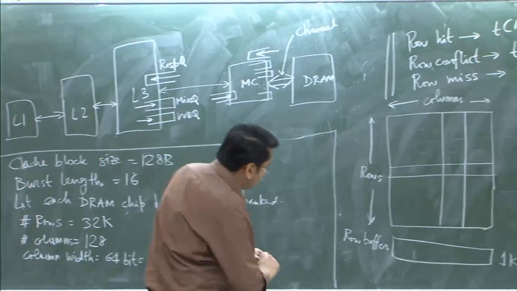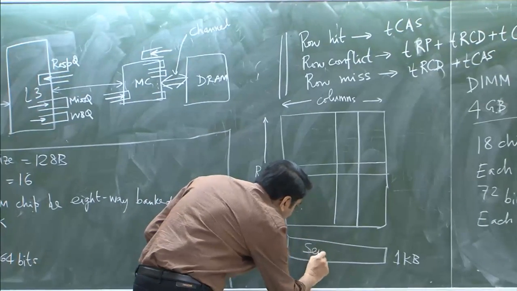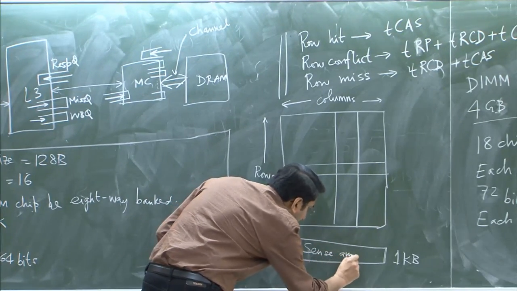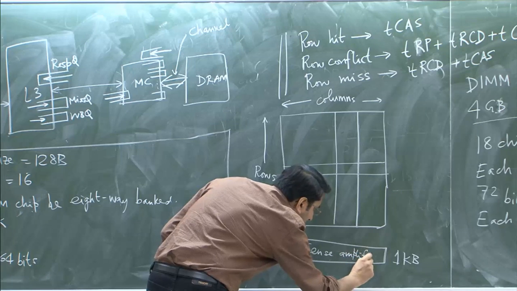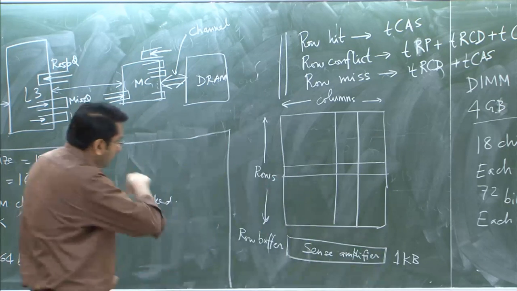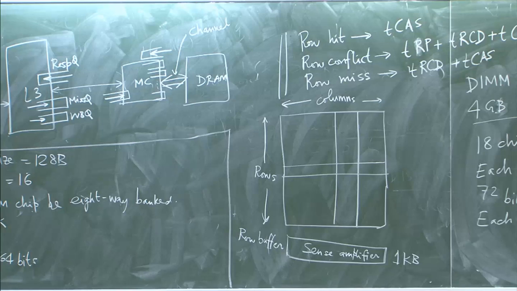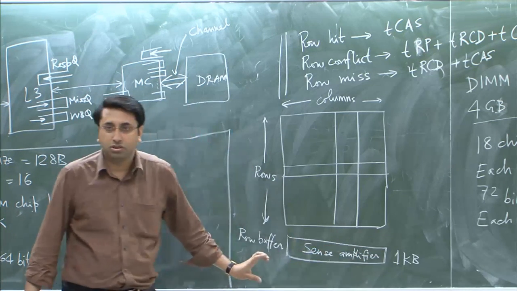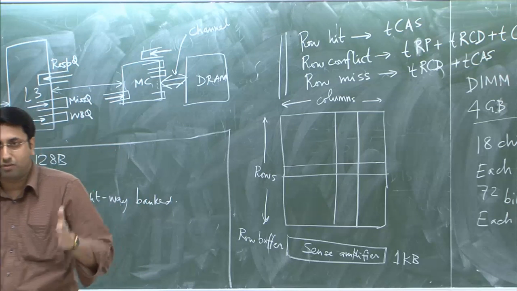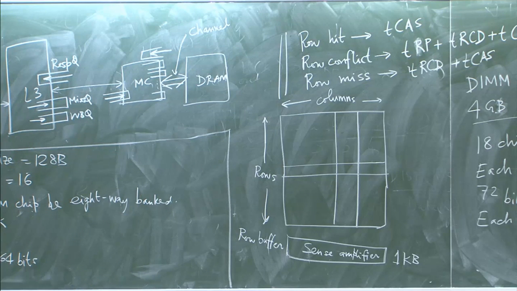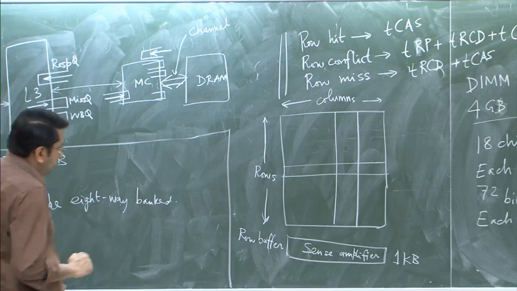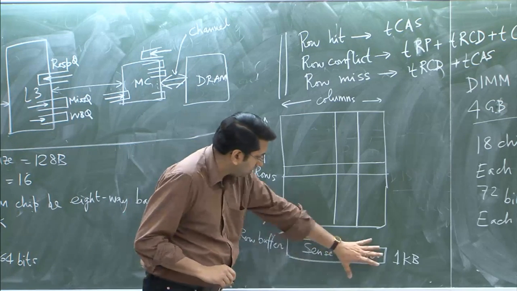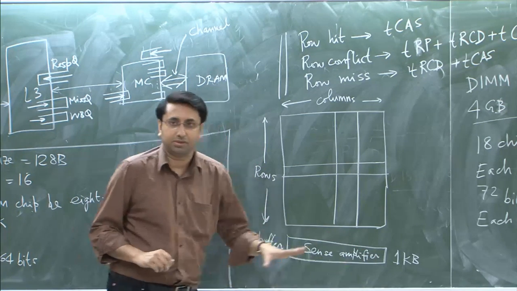This one is called a sense amplifier. There's a technical name. If you want to read up on that, I can give you some references. An array of sense amplifiers actually holds the data. That's the row buffer. It involves a lot of electrical engineering, how to design good sense amplifiers.